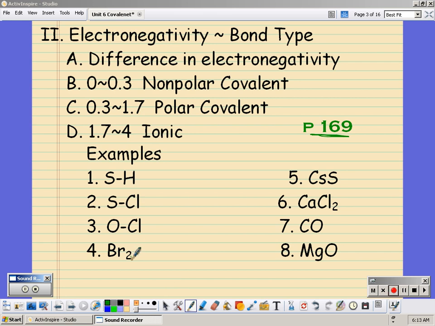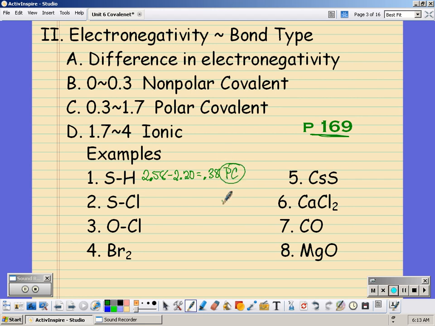On page 169, it says that sulfur's electronegativity value is 2.58 and hydrogen's value is 2.20. Now we want to subtract to get a positive value, so you always take the big number minus the little number. And we get a value of 0.38. So 0.38 is greater than 0.3, so it would fall between 0.3 and 1.7. So this is a polar covalent bond.